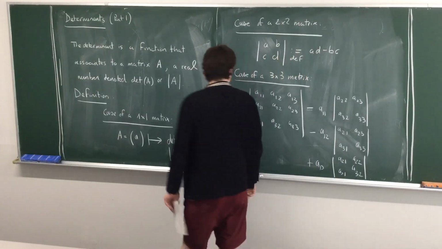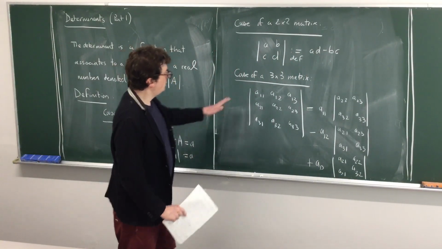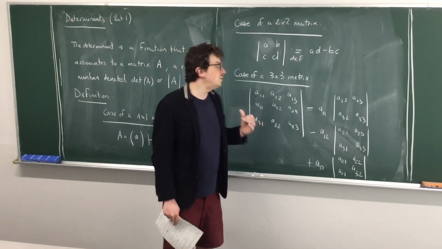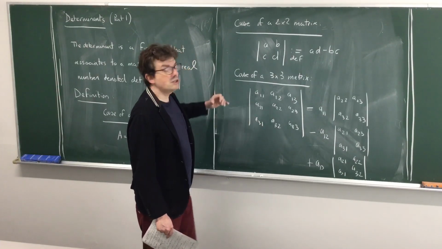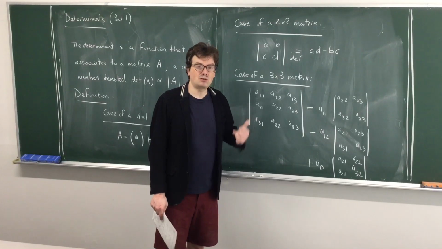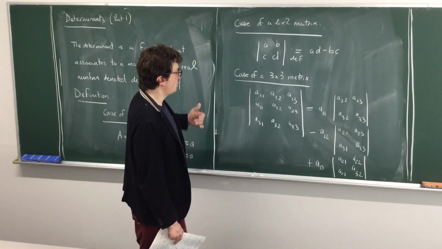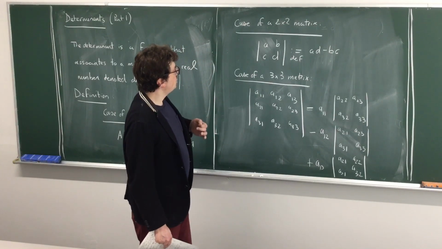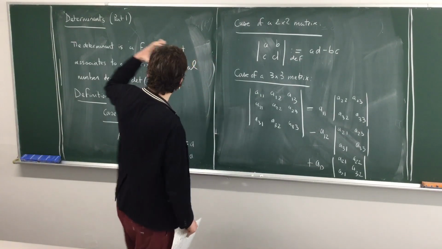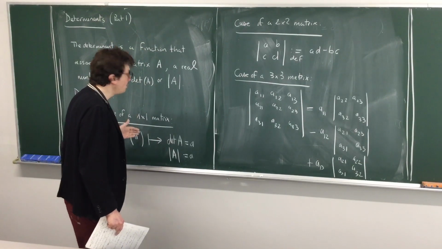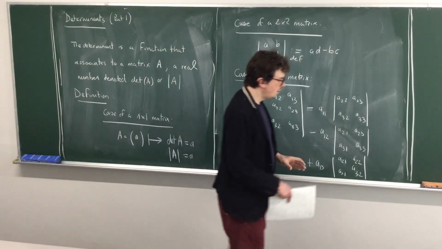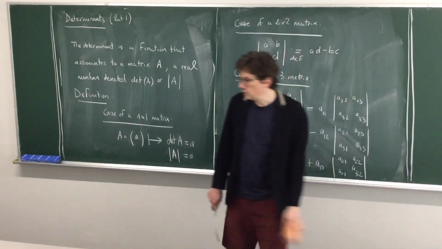Okay, you don't need to remember this formula for the moment. The point of today's lecture is to give a definition of the determinant of an n times n matrix, and we want this definition to coincide with the definitions in the case 1 by 1, 2 by 2, and 3 by 3. Okay, so we want to find a general formula for this determinant.